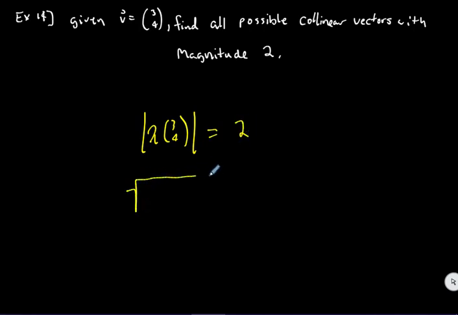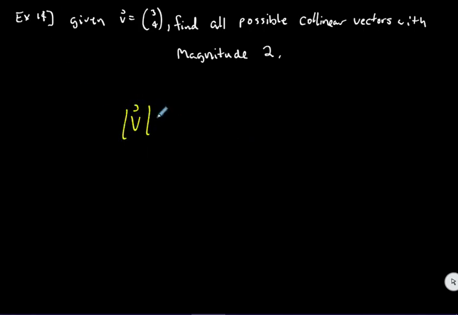First I have to figure out what the unit vector is going to be. If you notice, the magnitude of v is going to be 5, right? That's the 3, 4, 5 triangle. You can go ahead and check.